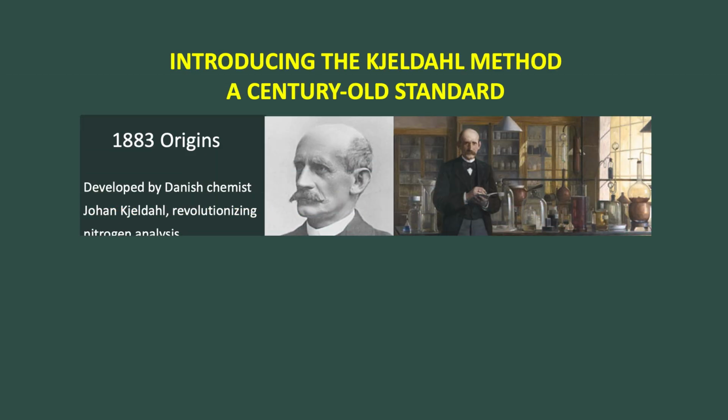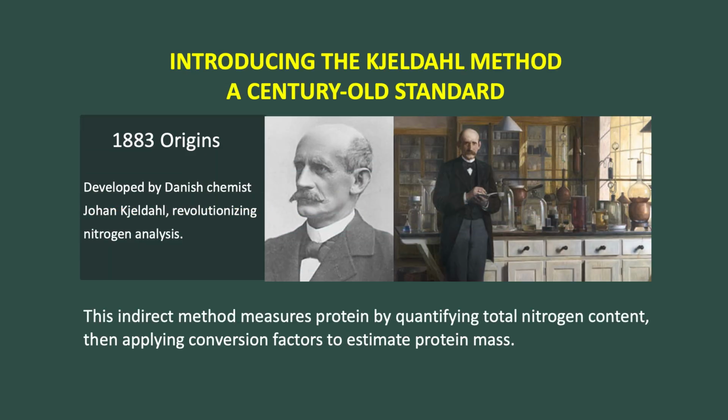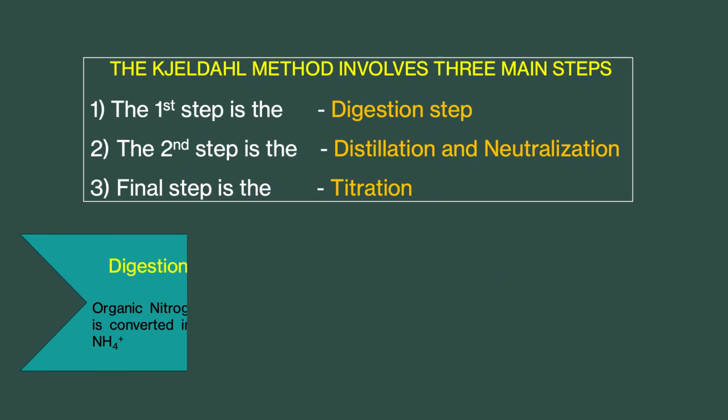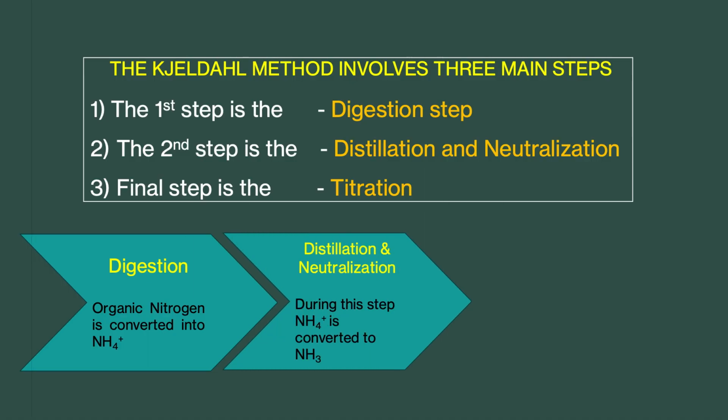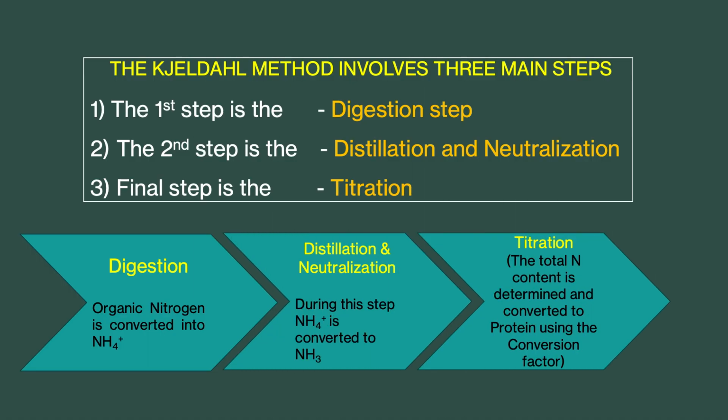Today we will take you through a widely used analytical technique called the Kjeldahl method, which is an indirect method to determine the total nitrogen content in various nitrogen containing substances. This method was introduced by John Kjeldahl in the year 1883. The Kjeldahl method involves 3 main steps. The first step is the digestion step. The second step is the distillation step. And the final step is the titration.